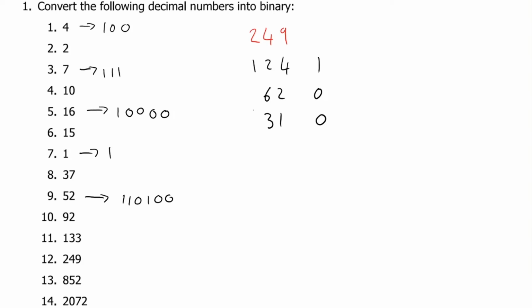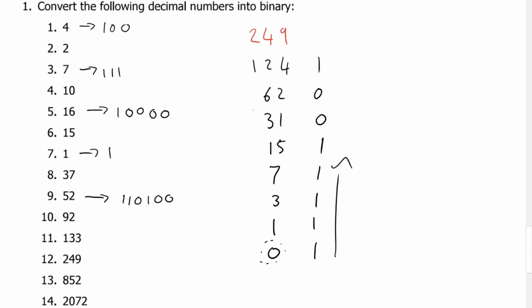31 divided by 2 is 15, remainder 1. 15 divided by 2 is 7, remainder 1. 7 divided by 2 is 3, remainder 1. 3 divided by 2 is 1, remainder 1. And 1 divided by 2 is 0, remainder 1. So as we get to 0, that's the end of step 2. Now we just need to write out those remainders starting at the bottom.